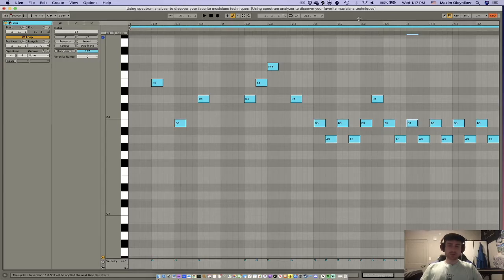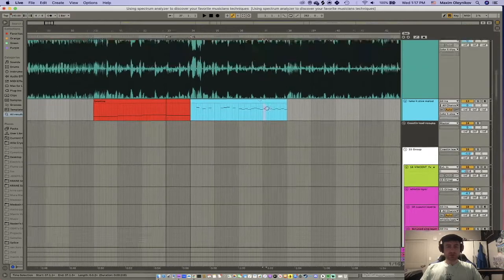I have no formal training in music, so I don't really know how to play any instruments, and I have a hard time transcribing and figuring out notes. This is a super easy way. You can do this with literally anything.